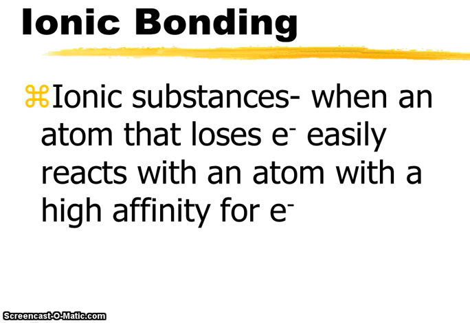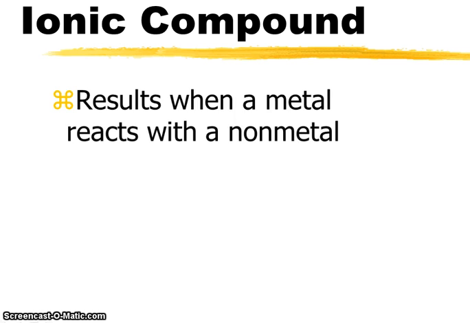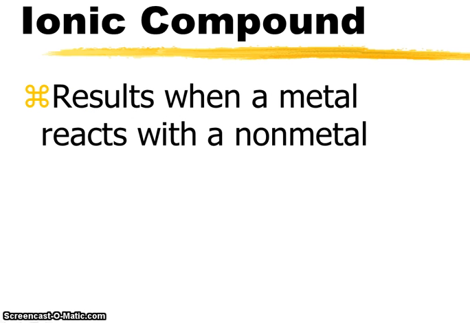Ionic substances are formed when an atom that loses electrons easily reacts with an atom with a high electron affinity, or a high attraction for electrons. When that happens, we have a transfer of electrons which forms ions, hence the name ionic bonds. Ionic compounds generally result when a metal reacts with a nonmetal, when something on the left side of the periodic table reacts with something on the right side of the periodic table, or when atoms that tend to lose electrons react with atoms that tend to gain electrons.